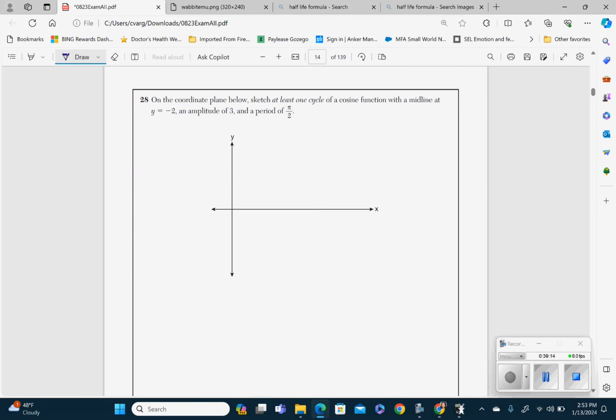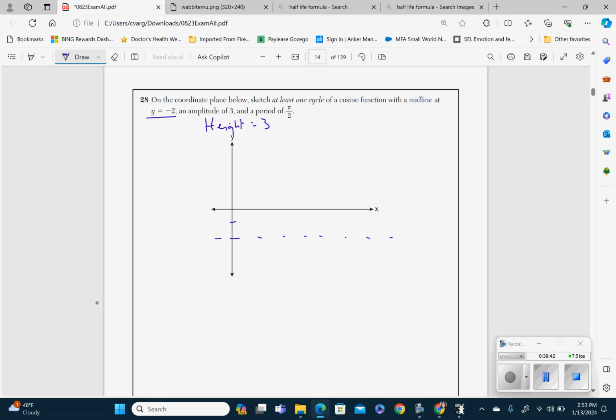This next one, like I said, I'm going to show it to you. If you were with me on the last test, the June 2023, you should be okay with this. If not, you're going to get it wrong. Oh well. So it has a midline of -2. So -2 is going to be our midline. That's where it's going to cut the graph in half. Okay. The amplitude is 3. So the height of my graph is 3.